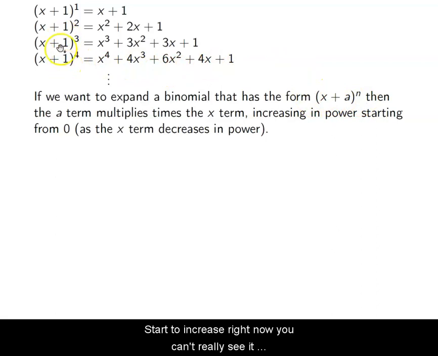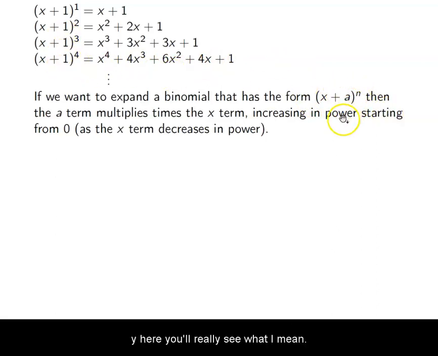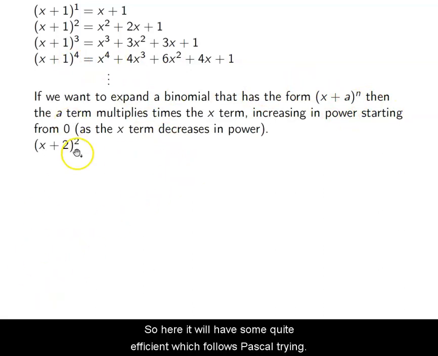And right now you can't really see it because it's all constants, but if I have, for instance, a y here, you'll really see what I mean by that. And so here we'll have some coefficients which follow Pascal's triangle. So here everything was 1, so the different powers didn't manifest.